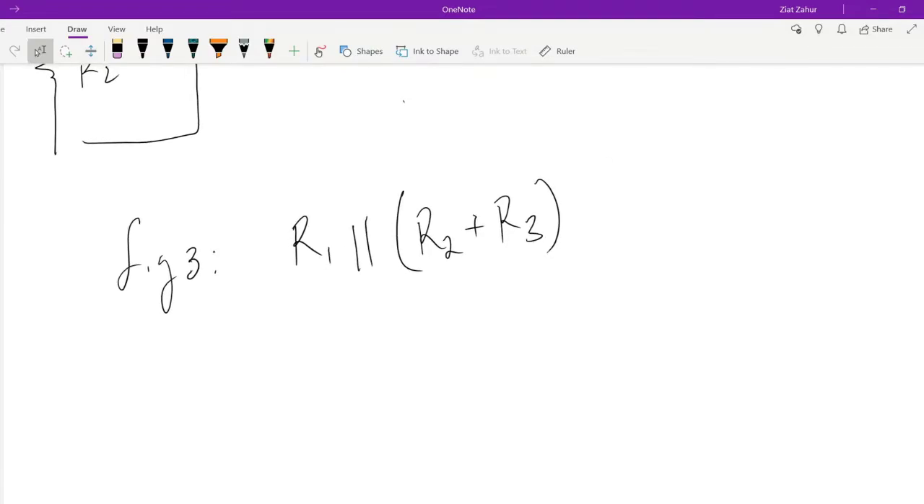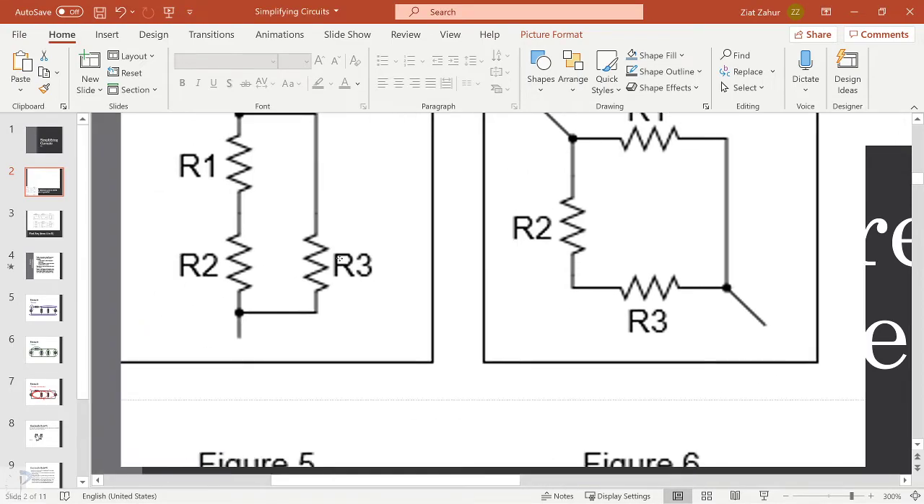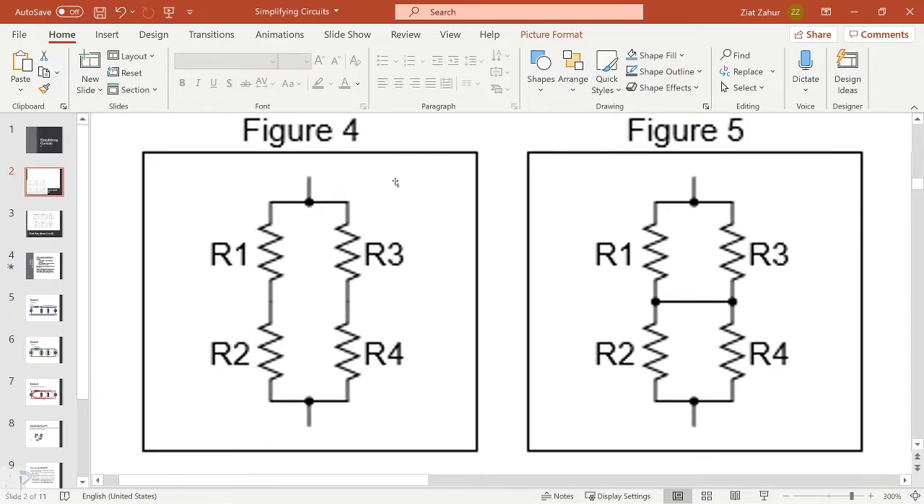All right, let's try number 4. Hopefully this stuff picks up. Now the first slide is kind of easy. It'll get slightly harder on the second slide, I promise.